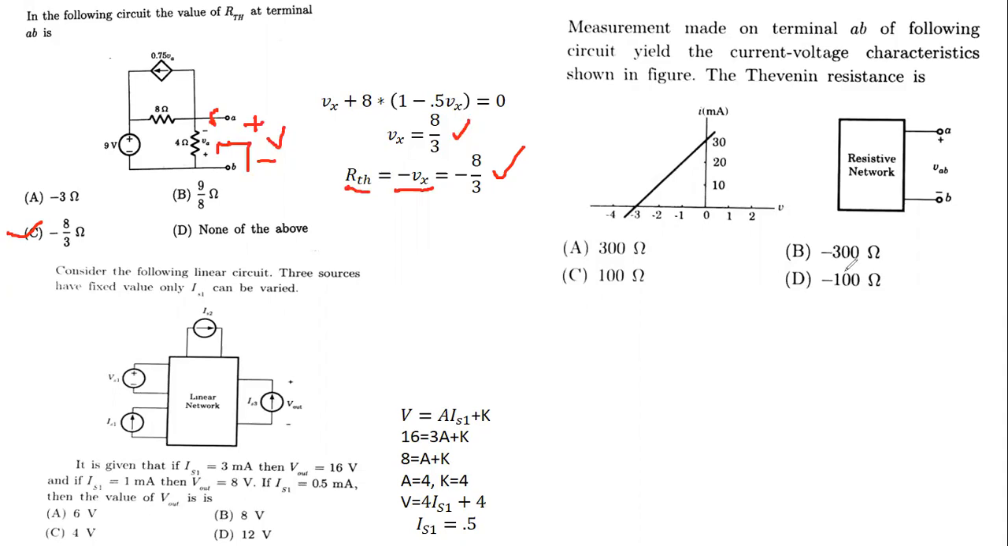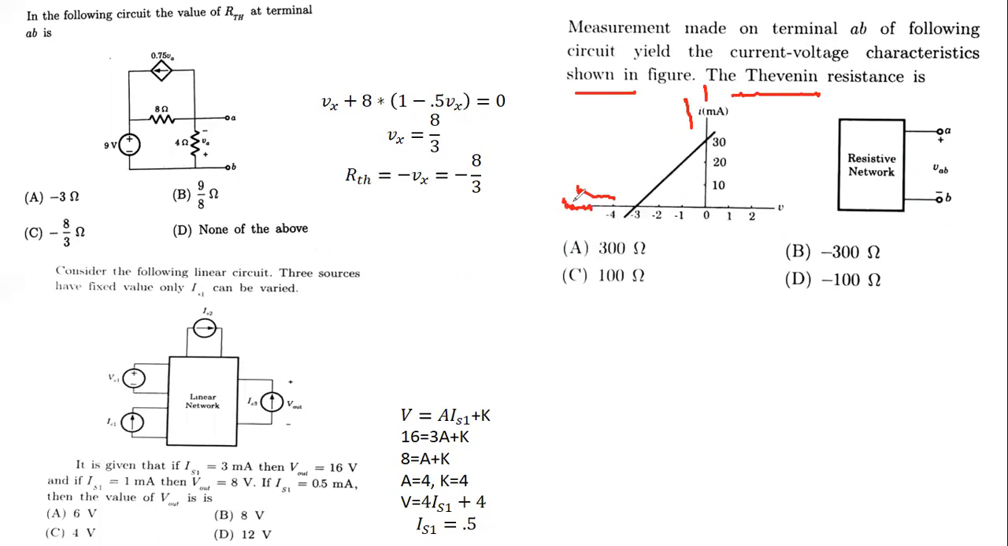So the next one. In the next problem, see what has been given. The question is saying measurement between terminals A and B: measurements made at terminals A and B of the following circuit yield the current-voltage characteristic shown in the figure. The Thevenin resistance is? So see, between the terminals, this is my current I and this is the voltage V. The x-axis is representing the voltage while the y-axis is representing the current.